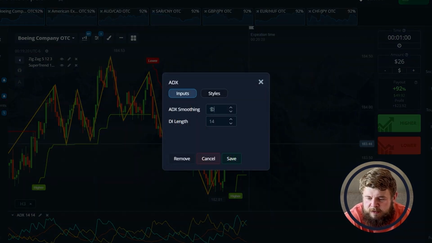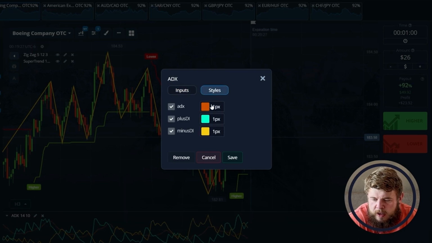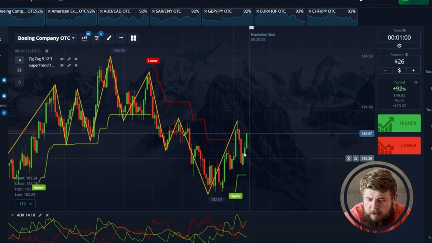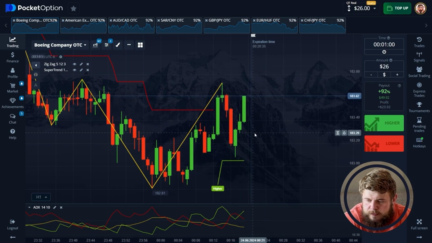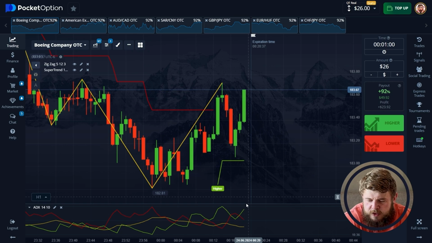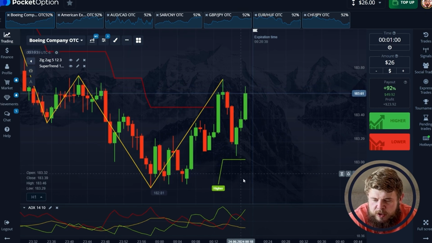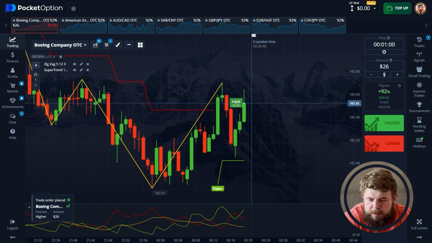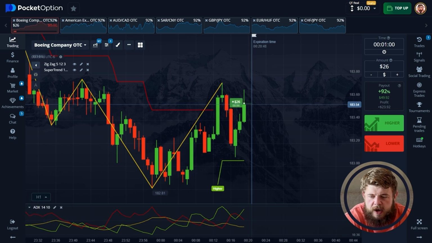Let's set ADX first. Okay, let's do this like this. Styles. Okay, let it be yellow, green, and red. Okay, save. Now we're ready to start. According to the first trade, we're in the buy zone right now. Super trend and ADX are telling us the same things. Let's open buy position, investing our 26 bucks.